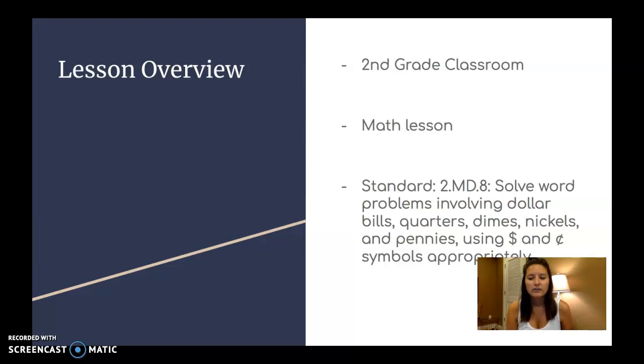So first of all, I really wanted to focus on students understanding money and recognizing coins and then being able to count coins. And I felt once they've mastered that, then we can start this unit of word problems.